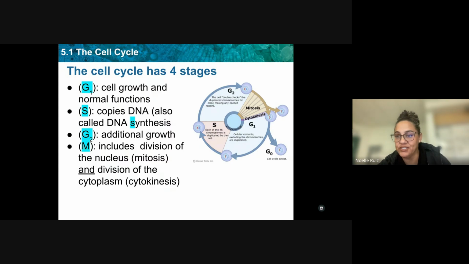M stands for mitosis, and that is when the cell actually divides. So M includes both the division of the nucleus, which is the process of mitosis, which is what next week's section will be about, and the division of the cytoplasm, called cytokinesis. Remember way back in chapter 2, the prefix cyto means cell, and kinesis means to split, so that's the actual splitting of the cell.